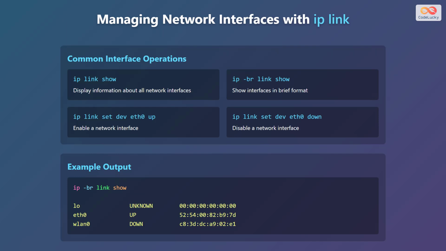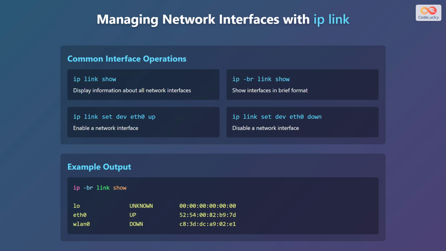Now let's explore how to manage network interfaces with the IP link command. Some common interface operations include using the command IP link show to display information about all network interfaces, the command IP -br link show to show interfaces in brief format, the command IP link set device eth0 up to enable a network interface, and the command IP link set device eth0 down to disable a network interface.